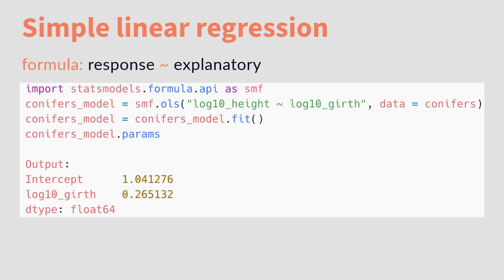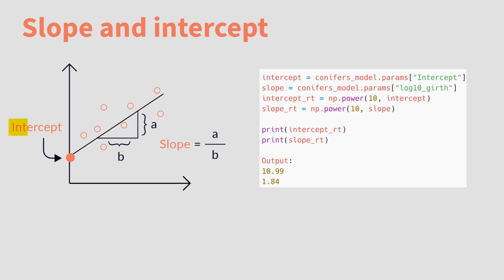Printing the model with the params attribute gives us the model's parameters. These are the two coefficients, the intercept and the slope of the straight line. The slope here is labeled as log10_girth. The intercept is the point on the y-axis where x is equal to 0.